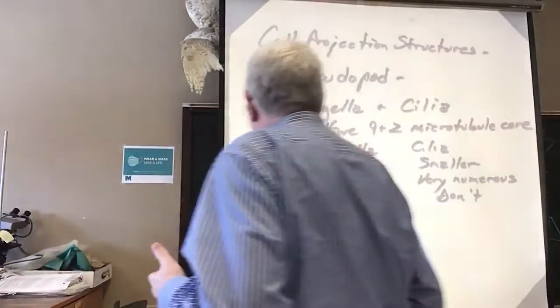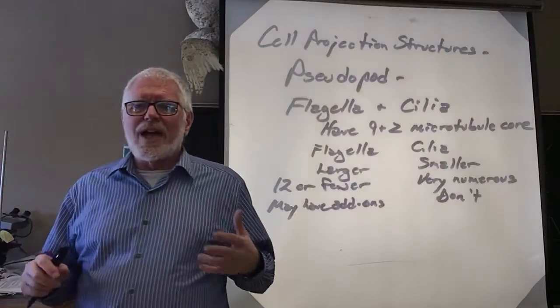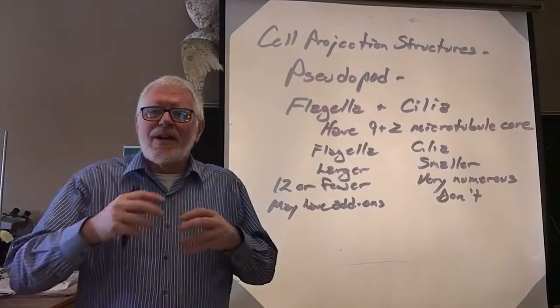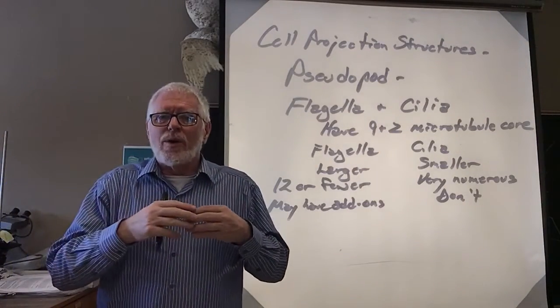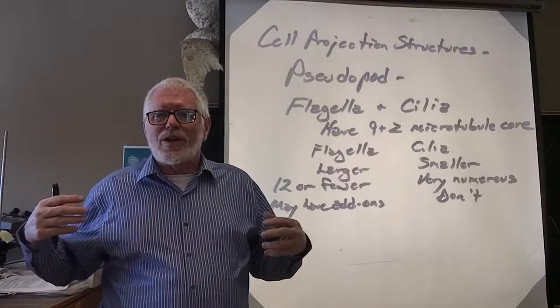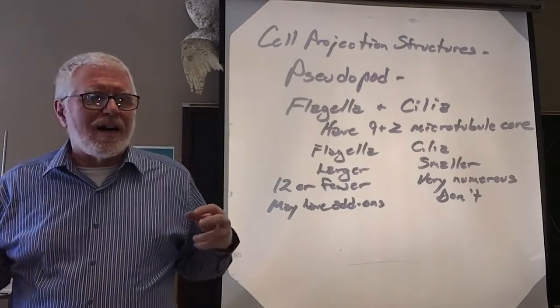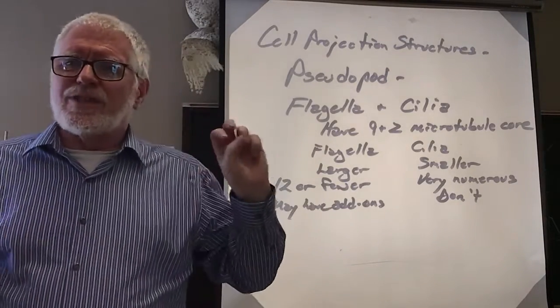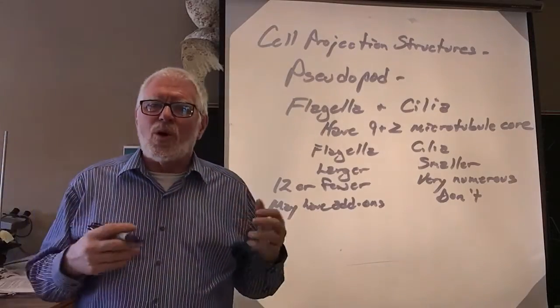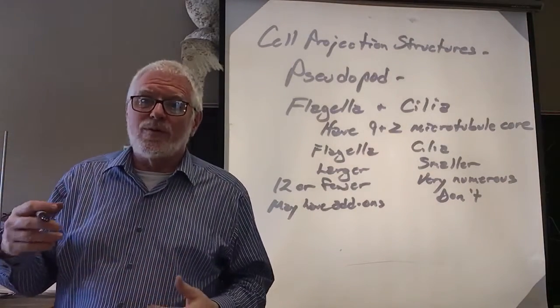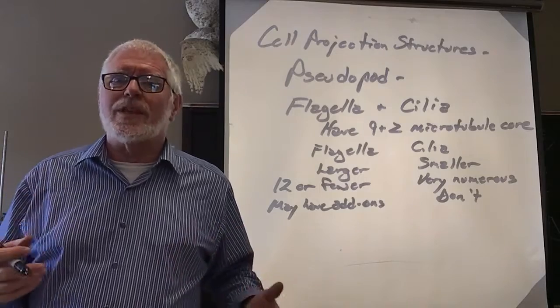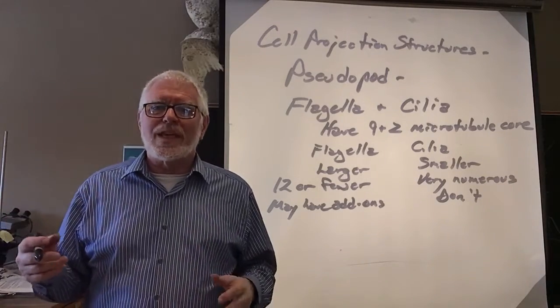Since flagella are bigger, you can find them modified in various ways, where they have combs on the end or attached to membranes, so you can make a fin out of them. There's sticky spots on the end. There's a whole bunch of ways you can add on to a flagellum. It's a big enough structure you can mess with it and do different things with it.